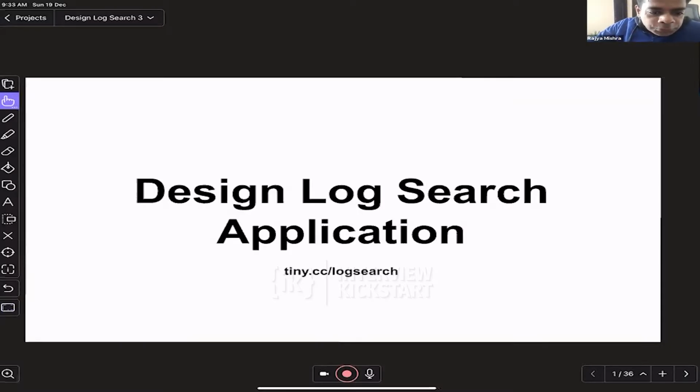Today we are going to see how we design a log search application.